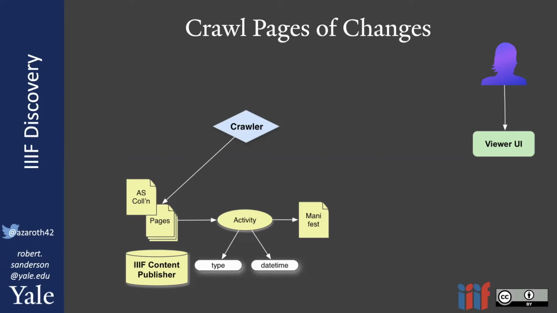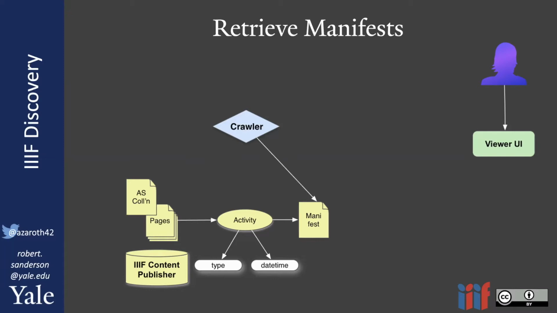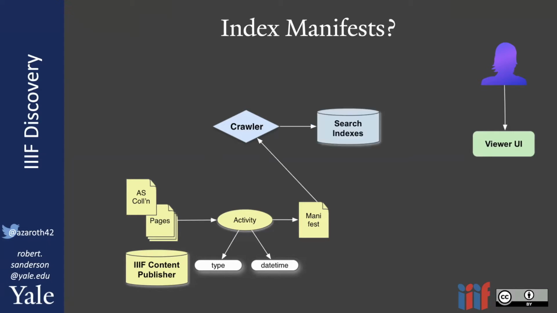It starts with the last activity, checks to see that it hasn't already processed that activity, and if not, it retrieves the manifest. And then it can do what it wants with it, such as indexing the metadata and labels and so forth in that manifest into a search index to then display to a user at the end of the day.